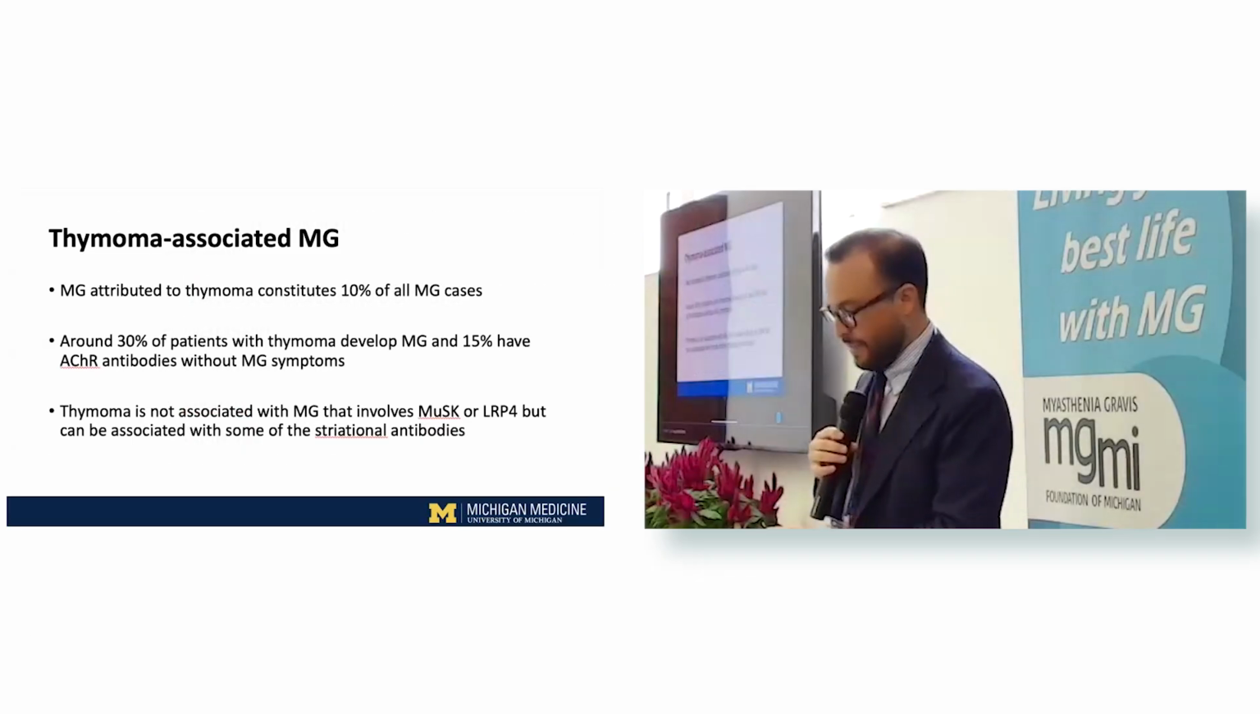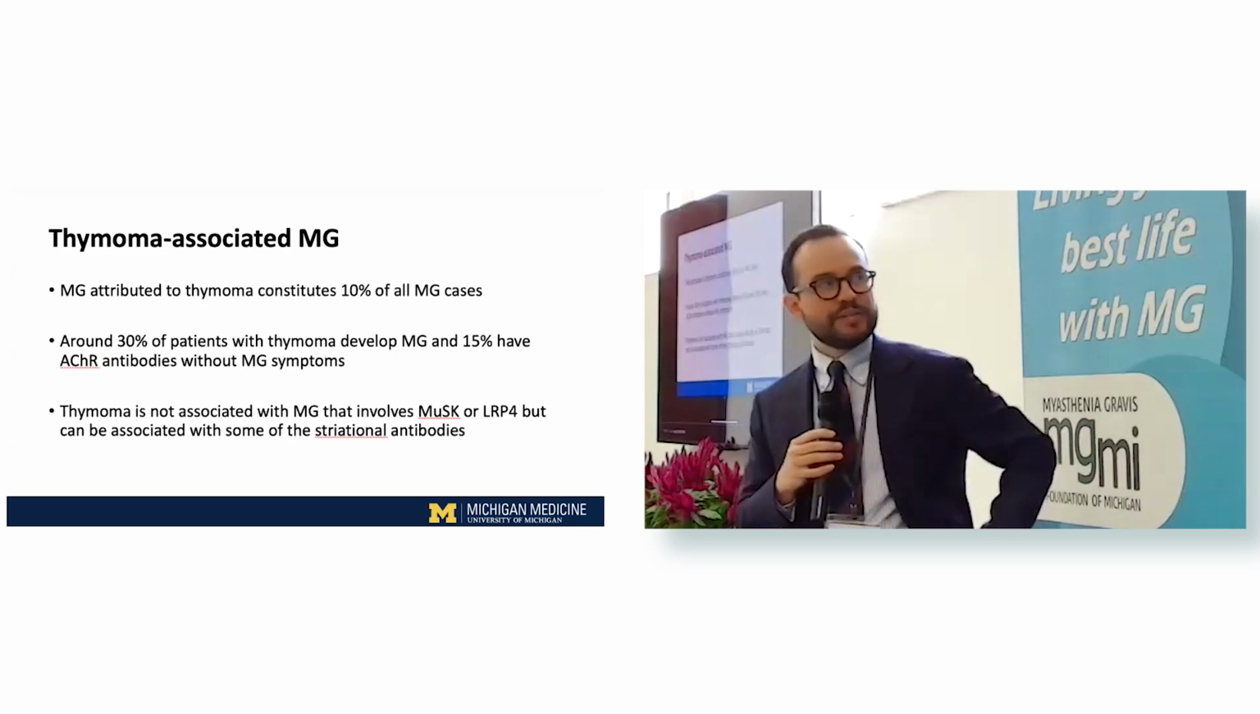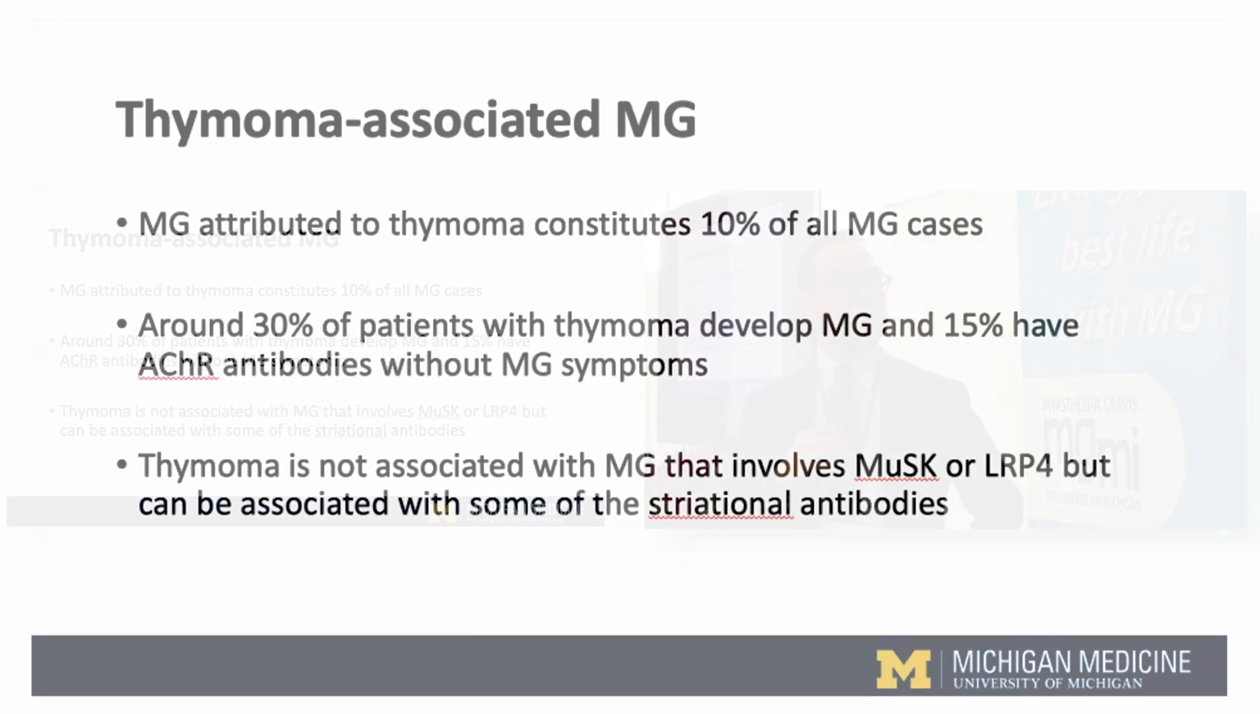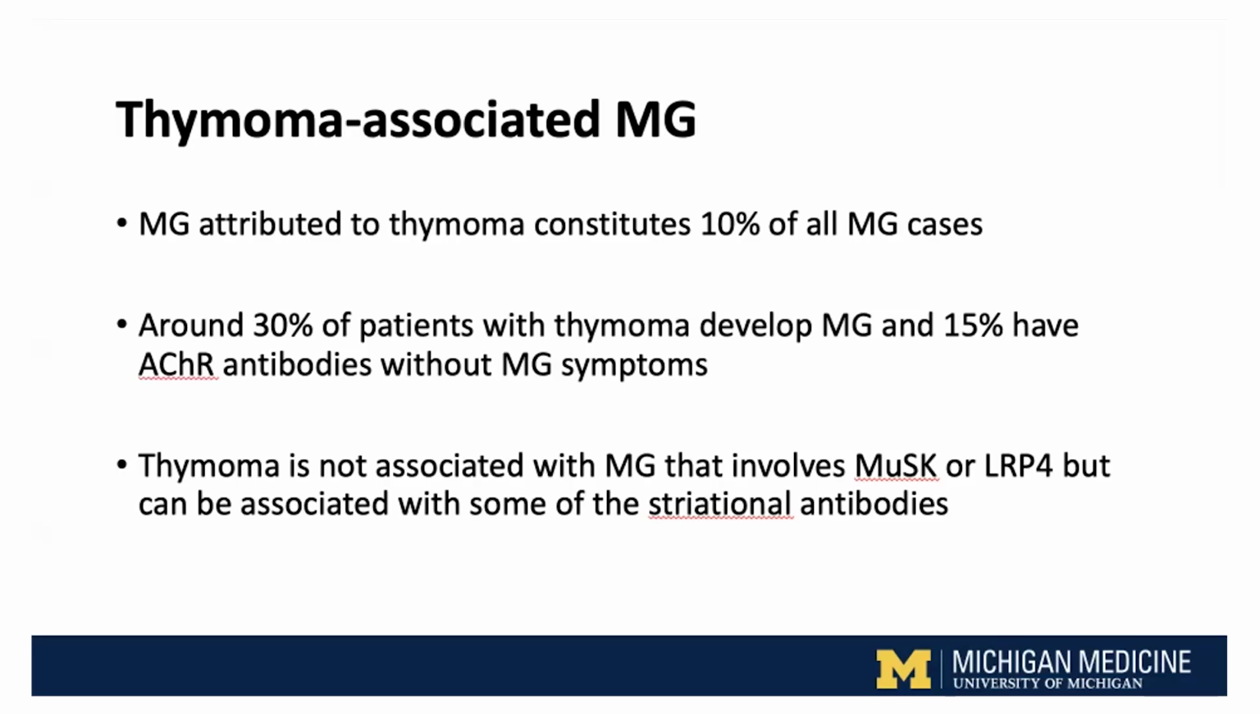So I just want to briefly talk about thymoma-associated myasthenia gravis. Myasthenia gravis is attributed to thymoma in about 10% of all MG cases, and around 30% of patients with thymoma will develop myasthenia gravis, but 15% will have the antibodies and not have any symptoms if they have a thymoma. So it's not really associated with other antibodies besides the acetylcholine receptor antibody, the most common antibody found in patients with myasthenia gravis. So I'm referring to the MuSK antibody and the LRP4 antibody. And that kind of goes along with the fact that there just hasn't been any clinical evidence to suggest that removing the thymus gland in these patients benefits them long term.